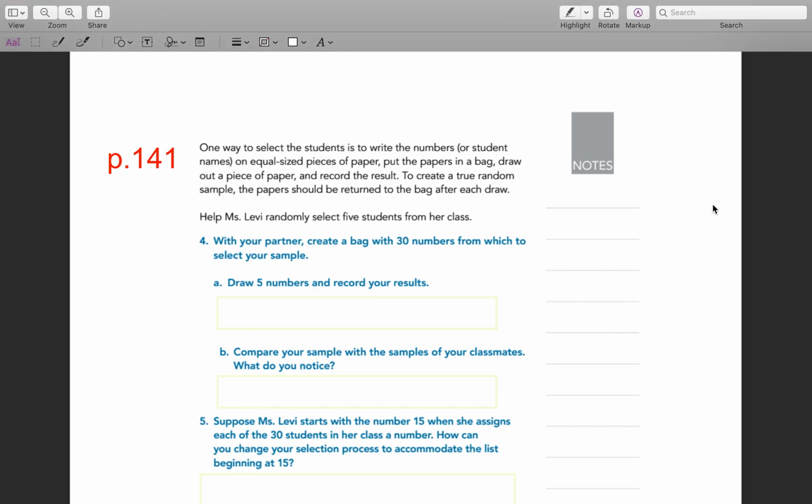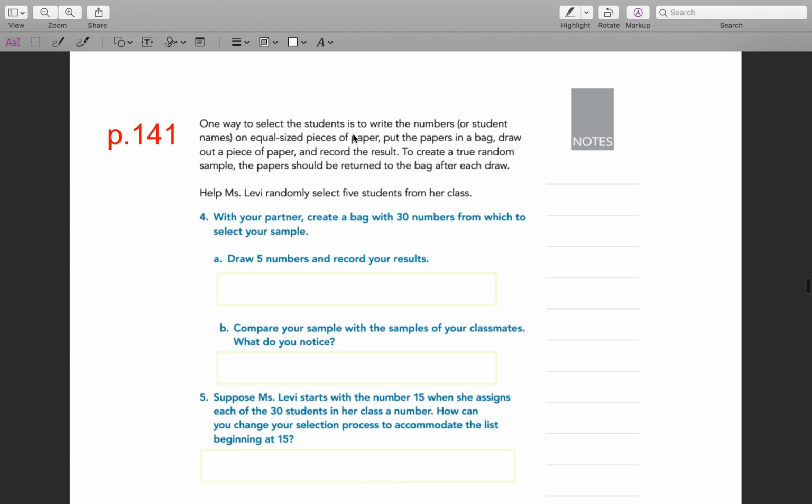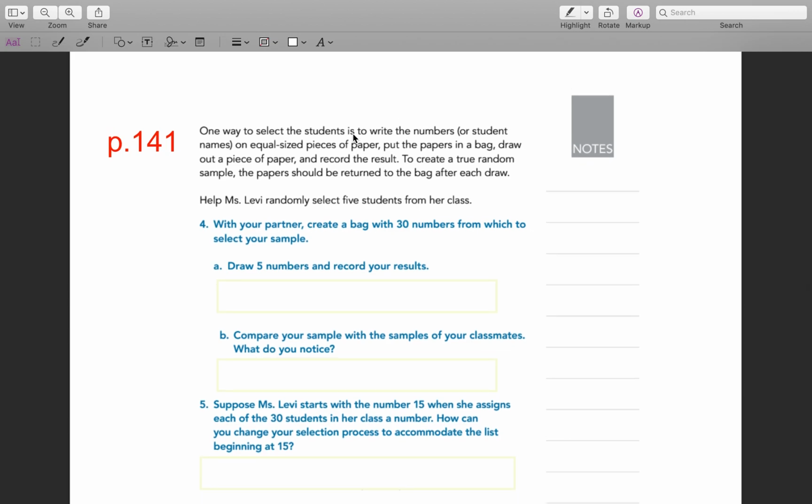Page 141. One way to select the students is to write the numbers or student names on equal sized pieces of paper, put the papers in a bag, draw out a piece of paper, and record the result. To create a true random sample, the paper should be returned to the bag after each draw. So help Miss Levi randomly select 5 students from her class.